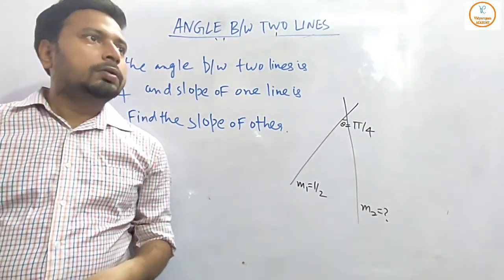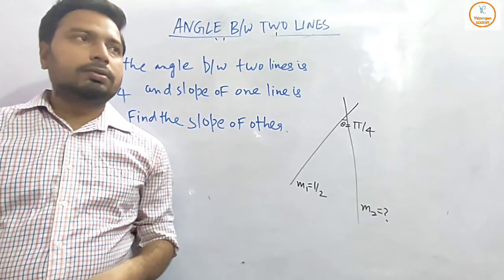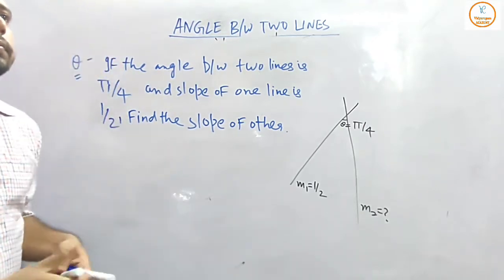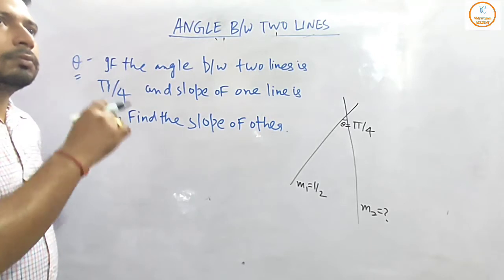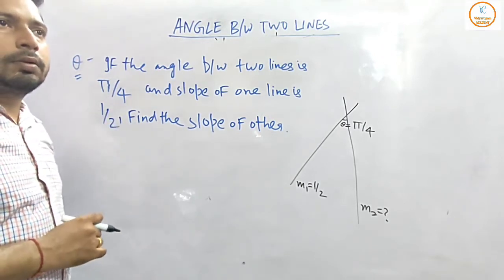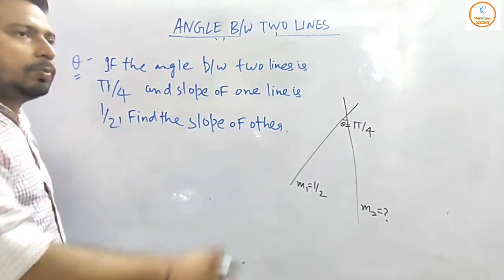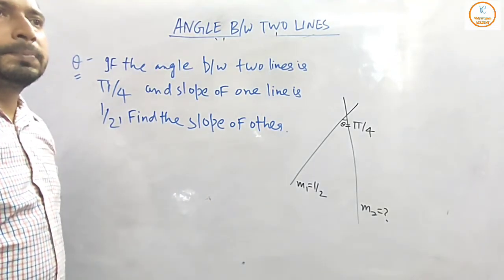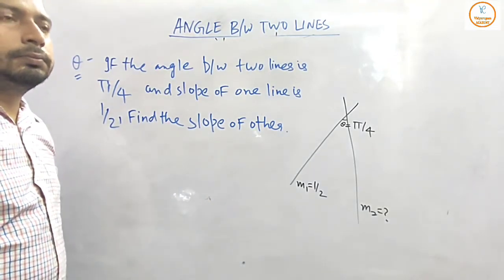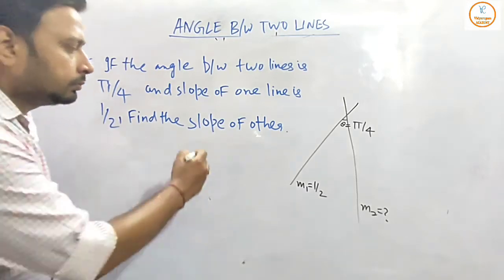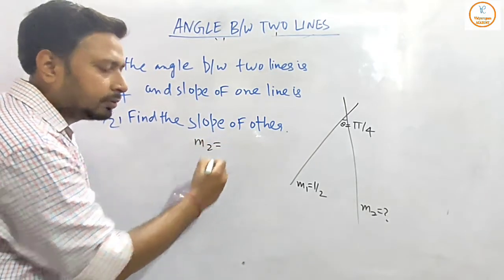Okay, so have you got any answer? Sir, completed, sir. So what is the answer? What is the slope of the second line? Sir, I got M2 is equal to 3.